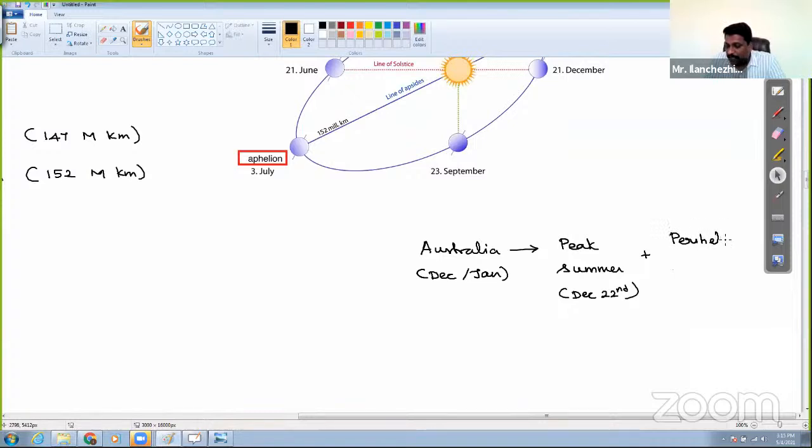Perihelion, right? Australia is going to experience what? Perihelion. So when exactly you're going to experience perihelion? January 3rd, my friend. So what happens? What is the idea? Already it is summer. Along with this summer, sun is also very close to Australia. So the insolation amount is going to be on a higher side. Correct? So what happens? The temperature becomes very, very high.